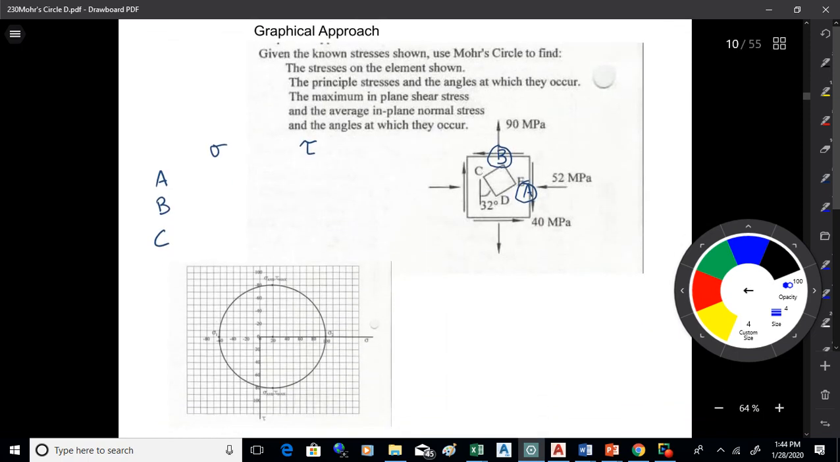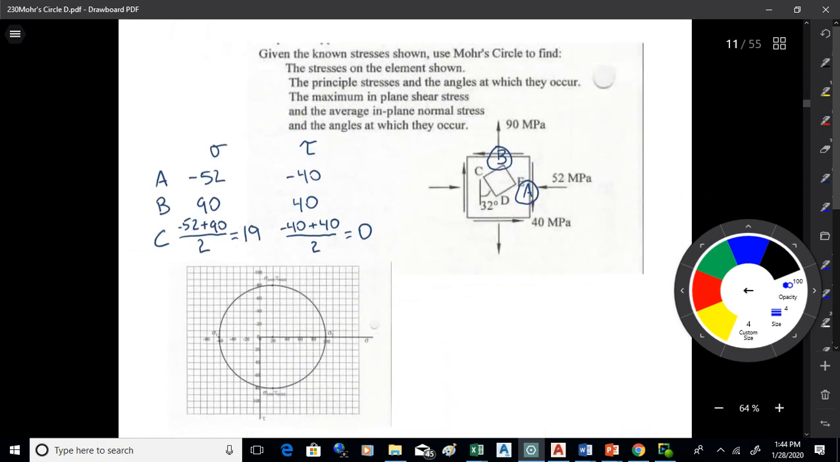The way we do that is we identify points A and B, which are the stress on the vertical reference plane, which is A, the stress on the horizontal plane, which is B, and then the midpoint, which is C. So we just pull this stuff off. What we have here is sigma x, sigma y, and tau xy. Sigma x is negative 52, sigma y is 90, and tau xy is negative 40 there, right?